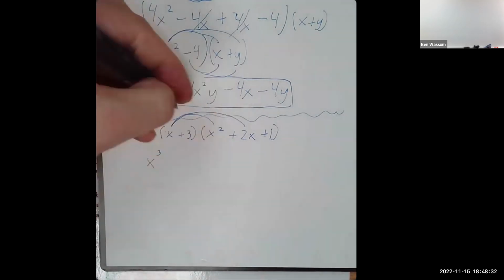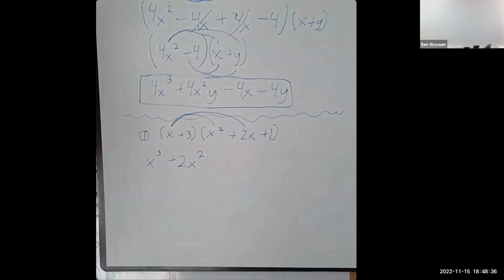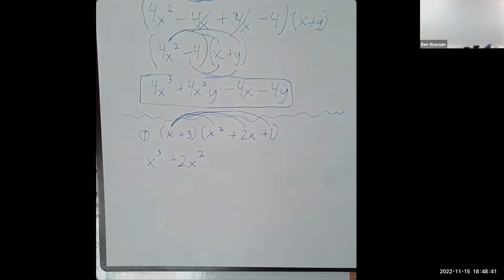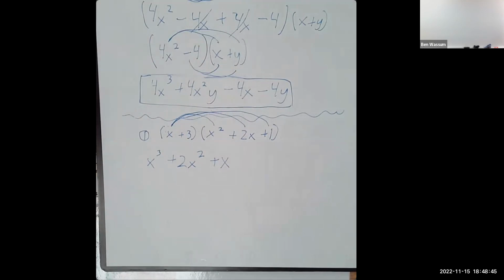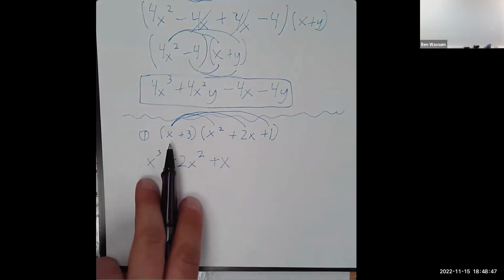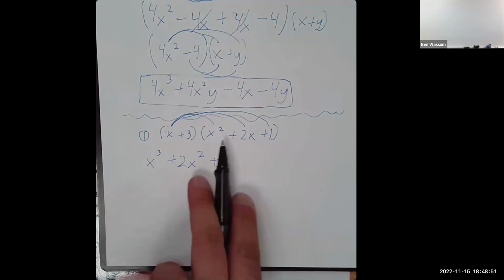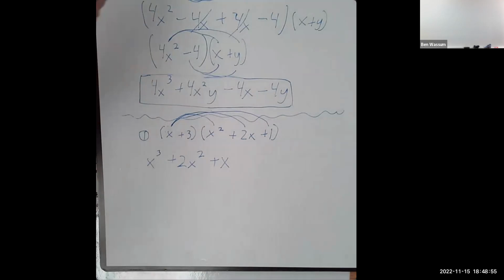So x times 2x, we get a 2x squared. And then we take that x and finally make it to the last one, x times 1 plus x. So all we've done is we've taken this x and distributed it through. Well, guess what we do now? We move on to the next term in that first, that 3.